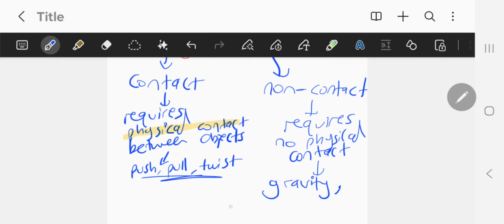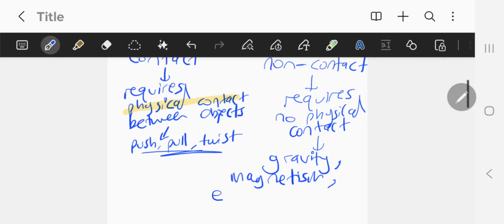You also have magnetism. Magnetism occurs between magnetic objects, things like iron, nickel, cobalt. So these are specific metals. We actually have iron in our blood, believe it or not. Iron's a metal. You also have the electrostatic force.